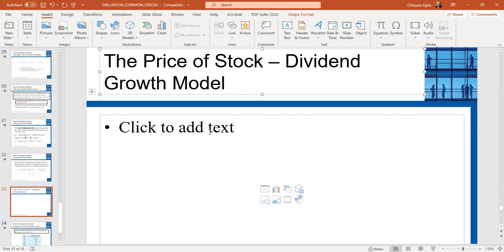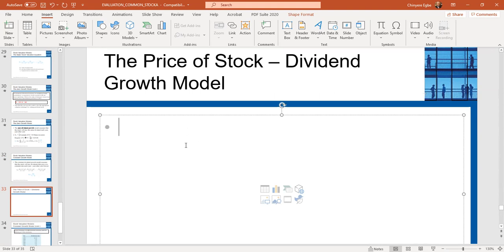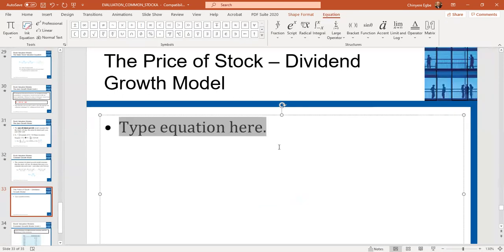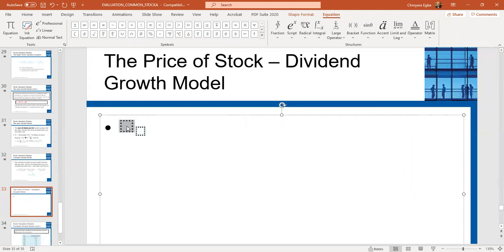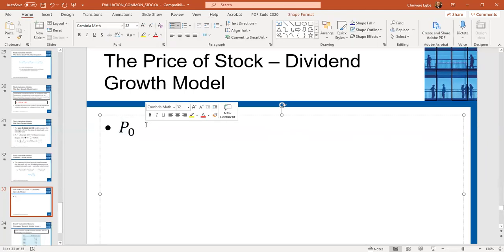All right. So the price should be, and I could actually just use plain P.